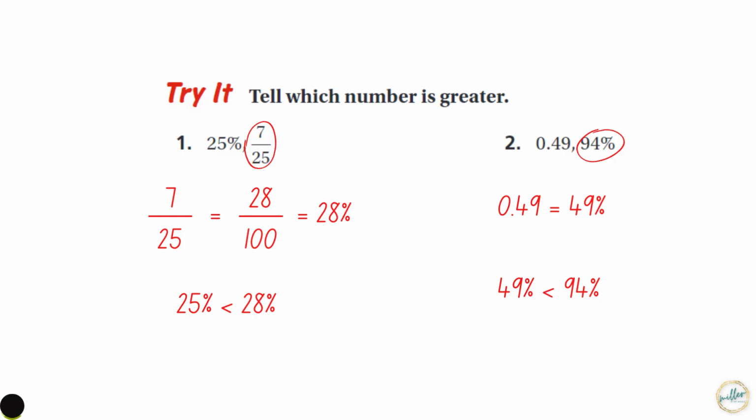Are you ready for the answers? Number 1, I changed 7/25 to a percent. Changing 7/25 to have a denominator of 100 means we'll multiply both numbers by 4. 7/25 is equal to 28%. Then if you compare 25% to 28%, we can see that 28% is the greater number. Number 2, I changed 0.49 to 49%. Then if we compare 49% versus 94%, we can see that 94% is the greater number.